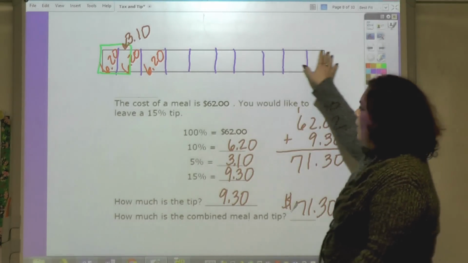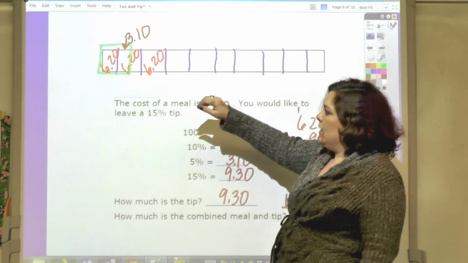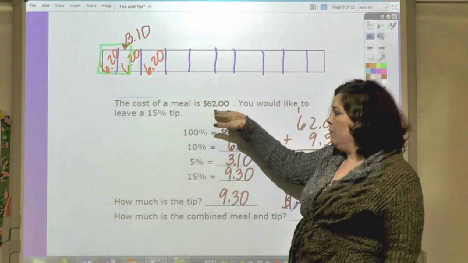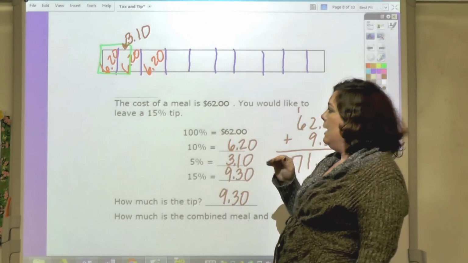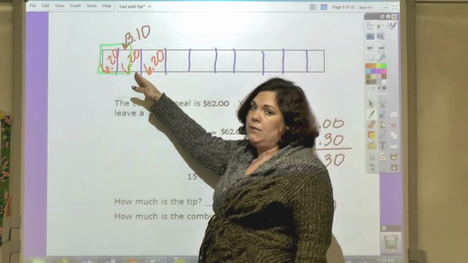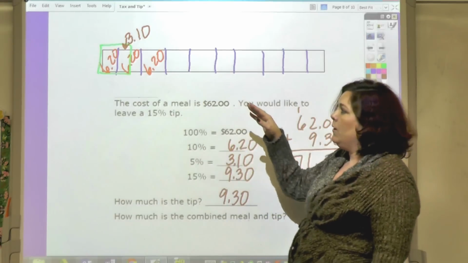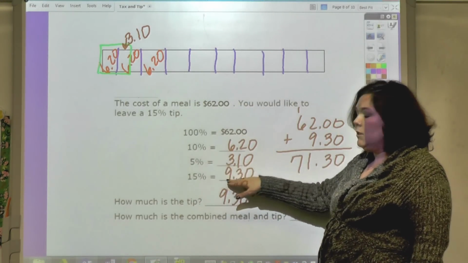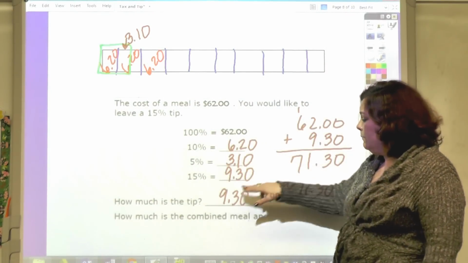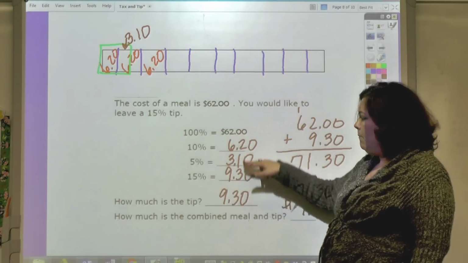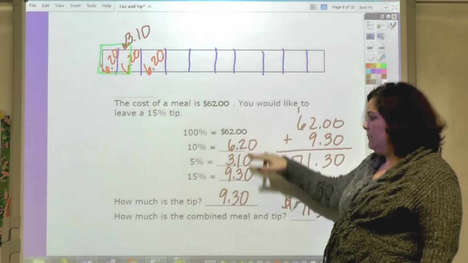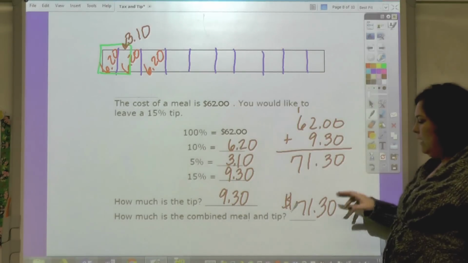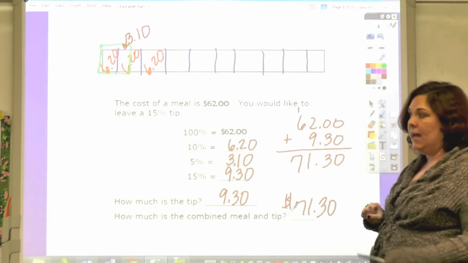Okay, so I separated out my bar into 10 parts, and each part is $6.20, because if I take $62 and move my decimal point one place to the left, I get $6.20. And that's for 10%, but then I need 5% more. So half of $6.20 is $3.10. So I've got $6.20 plus $3.10 equals a total of $9.30. And then this is my tip amount, and I have to take the tip amount and add it to the base amount. So $62 plus $9.30 equals $71.30. And so that is the total amount that I would need to pay.